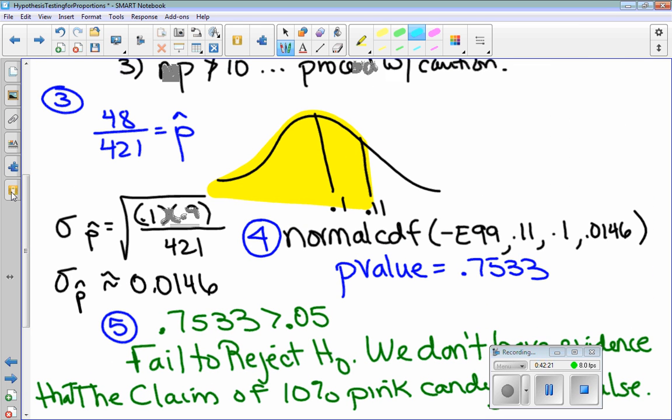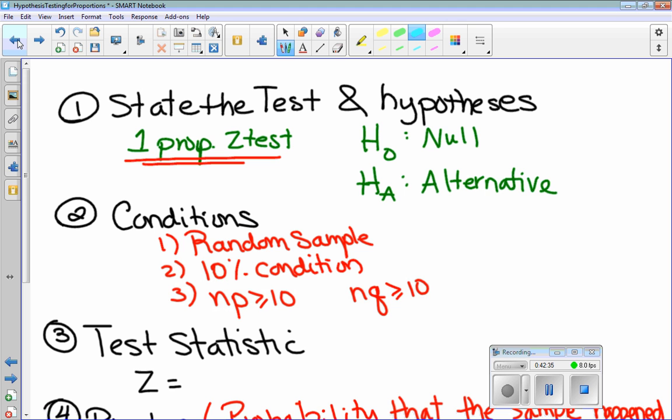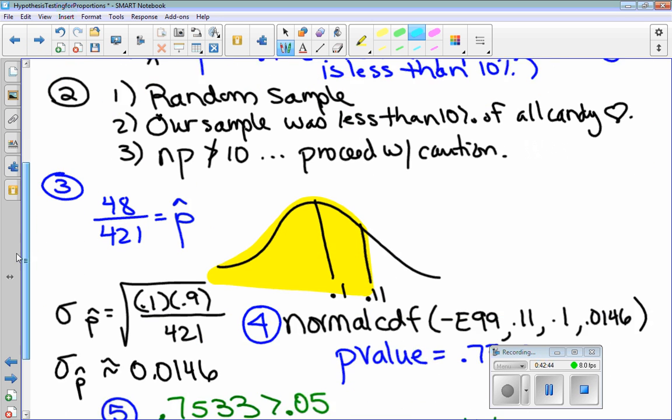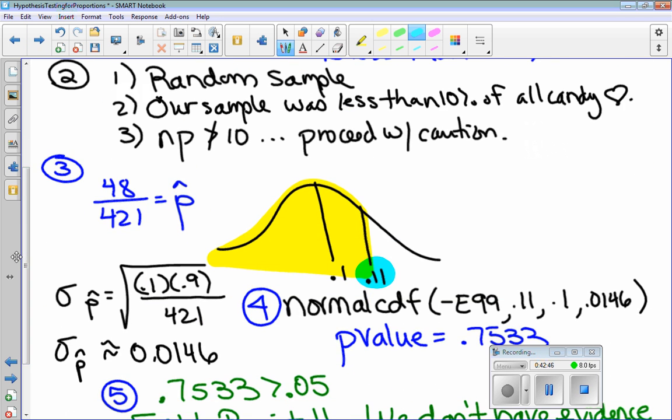So what do you think is meant by a test statistic? Well, I told you before what it was. What's a test statistic in a one proportion z-test? What did I tell you it was? A test statistic was a z, right? It's a z-score. So what you need to do for the test statistic is you need to figure out what z-score that corresponds to. Okay?